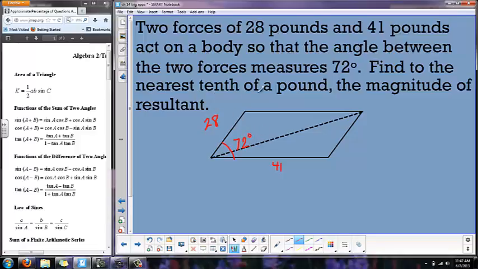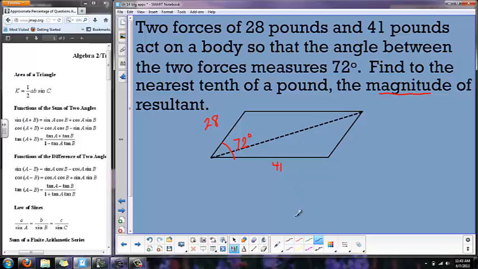this whole thing is 72 degrees. Find to the nearest tenth of a pound the magnitude of the resultant force. All it wants you to do is find the length of the resultant force. It says magnitude, and that's just because we're dealing with quote-unquote forces. So this is 28 pounds, this is 41 pounds. It wants to know how many pounds the resultant force is, but it uses the word magnitude, but don't let that confuse you.